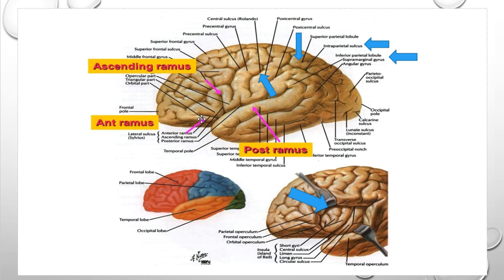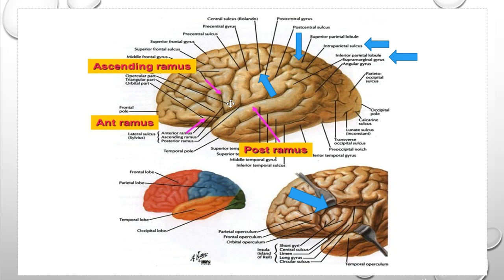And the triangular part, here is the triangular part, situated between the 2 rami. And next is the opercular part, here, situated posterior to the ascending ramus. This part covers the insula.